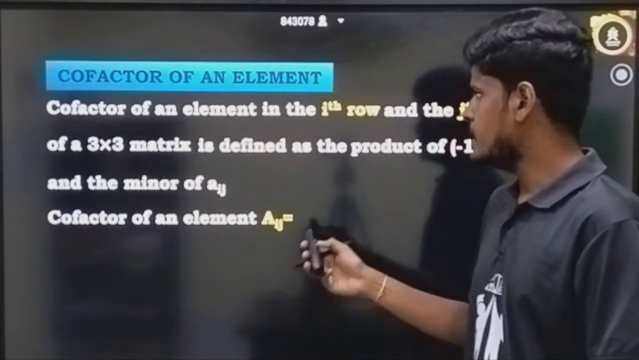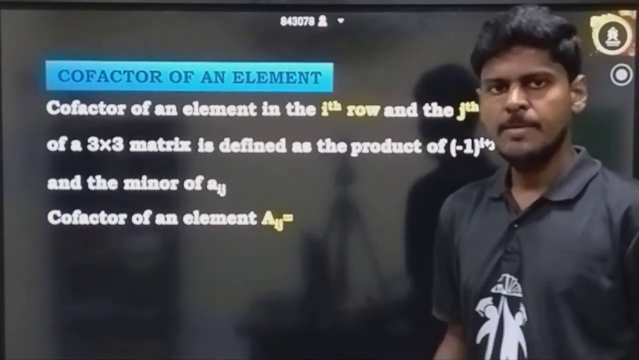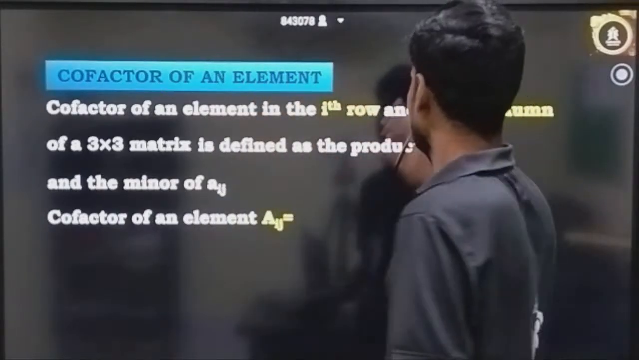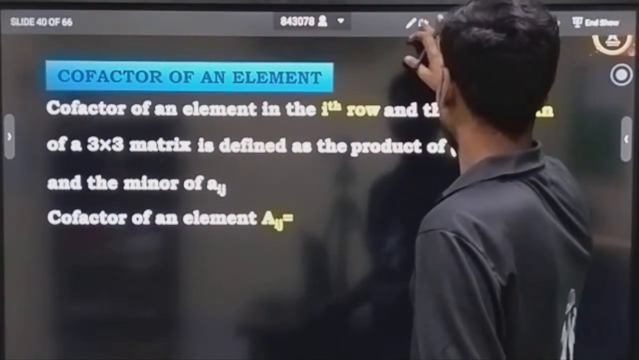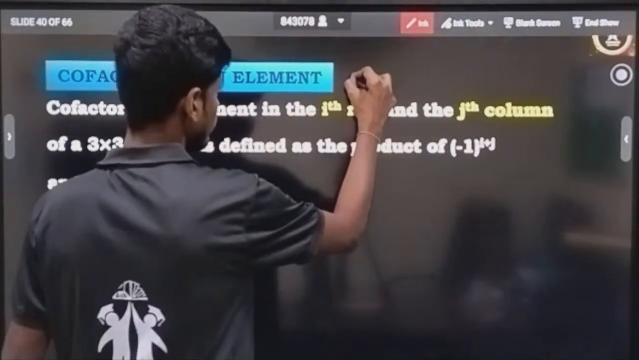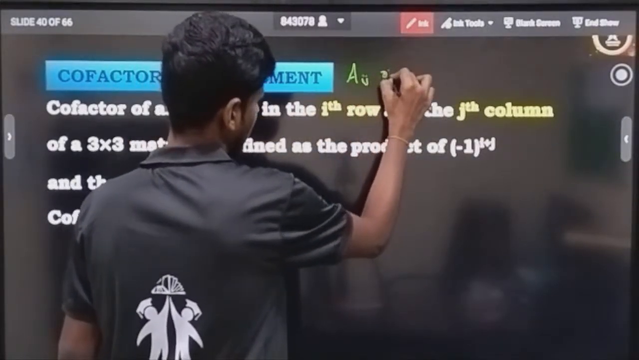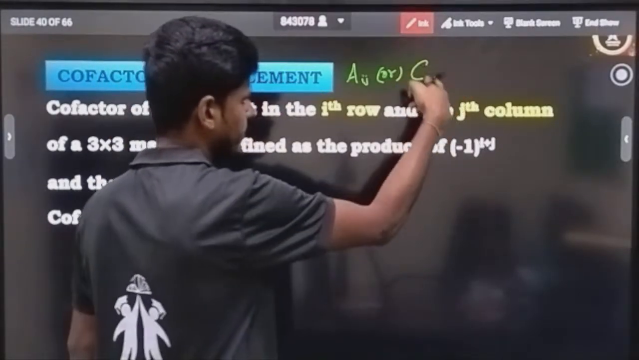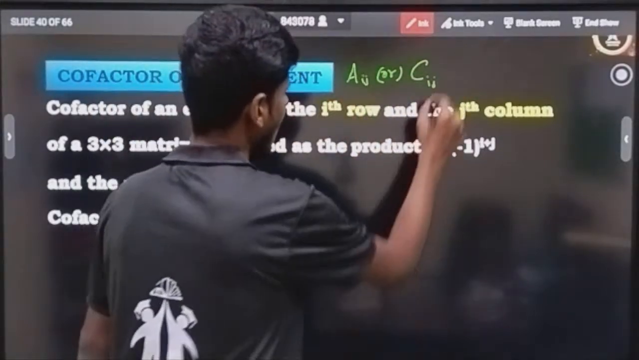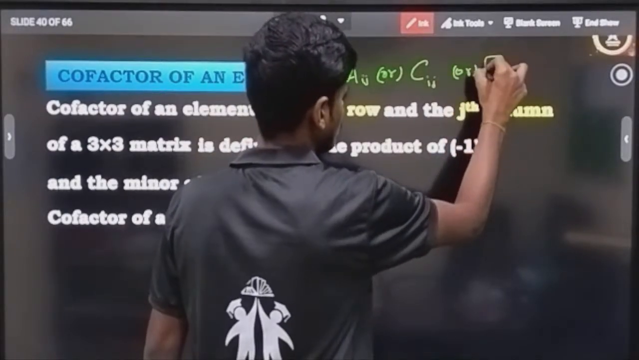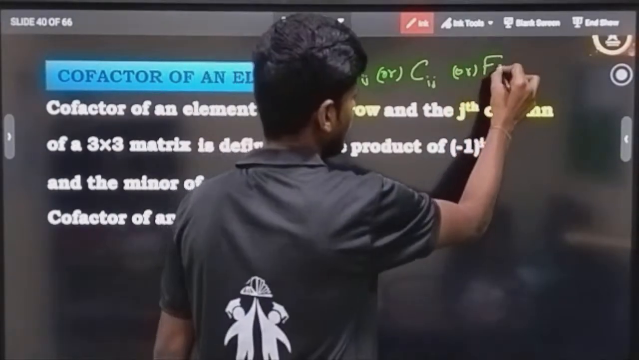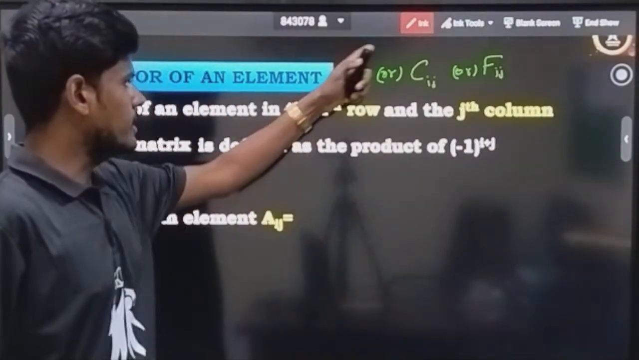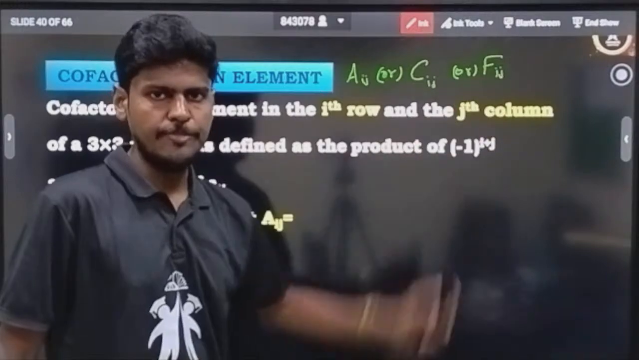Cofactor of an element is generally denoted by capital Aij. Minor is capital Mij and cofactor is capital Aij. We also have other notations for cofactor: it can also be written as capital Cij, the cofactor of the ijth element, or sometimes it is represented by capital Fij. All three notations are the same. Cofactor is Aij or Cij or Fij.